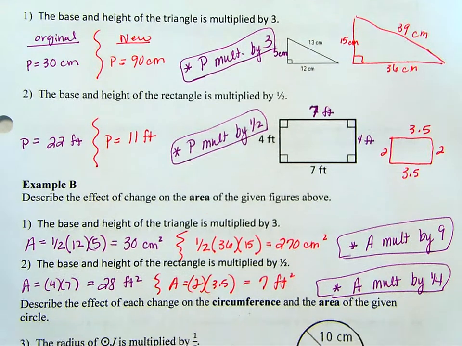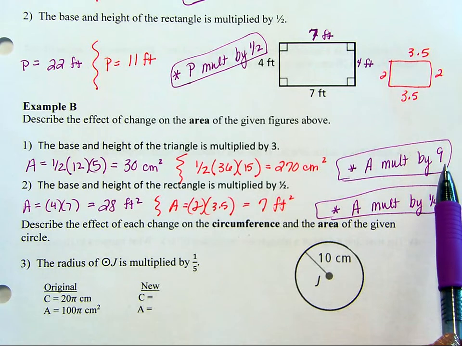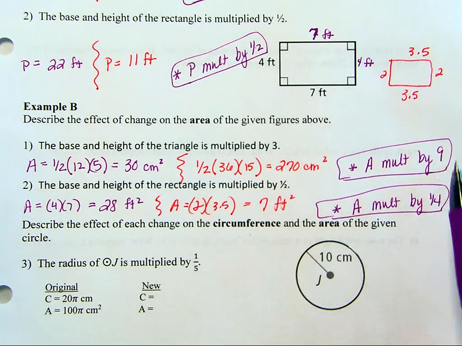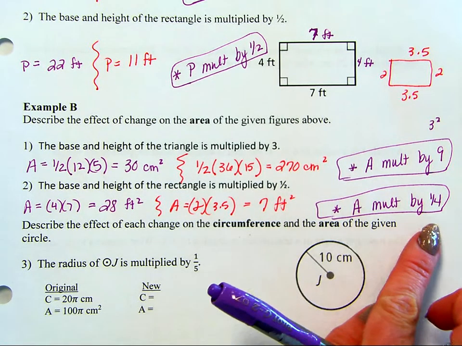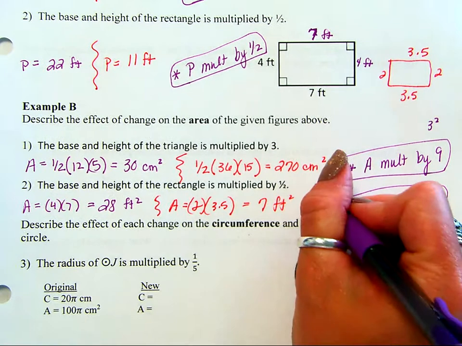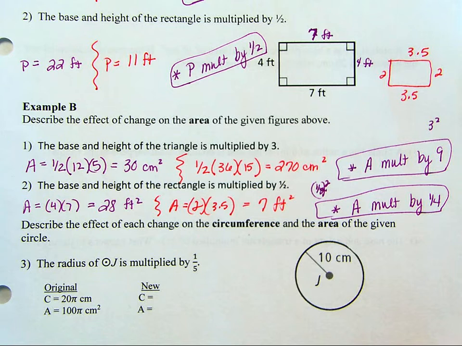When we look at the areas, when the base and height multiplied by 3, the area multiplied by 9. That's actually 3 squared. When my base and height multiplied by half, my area multiplied by 1/4, well, that's actually 1/2 squared. And that's always going to hold true. The perimeter will change by the same factor, whereas the area is going to change by that factor squared. And we had kind of talked about that in Chapter 7.